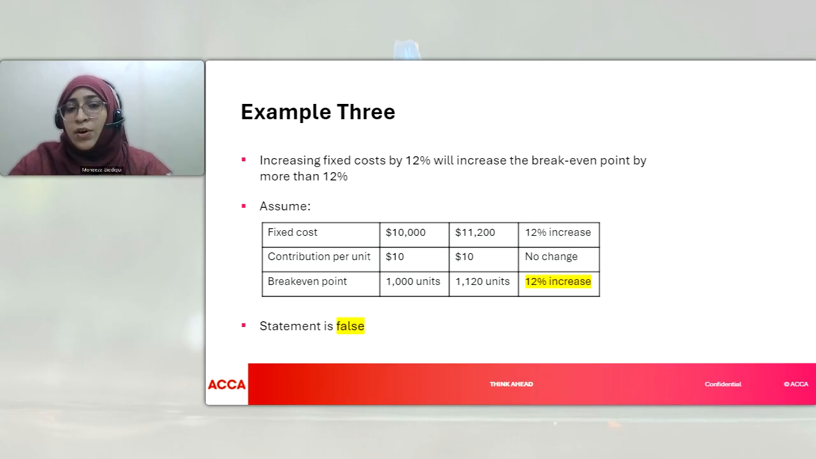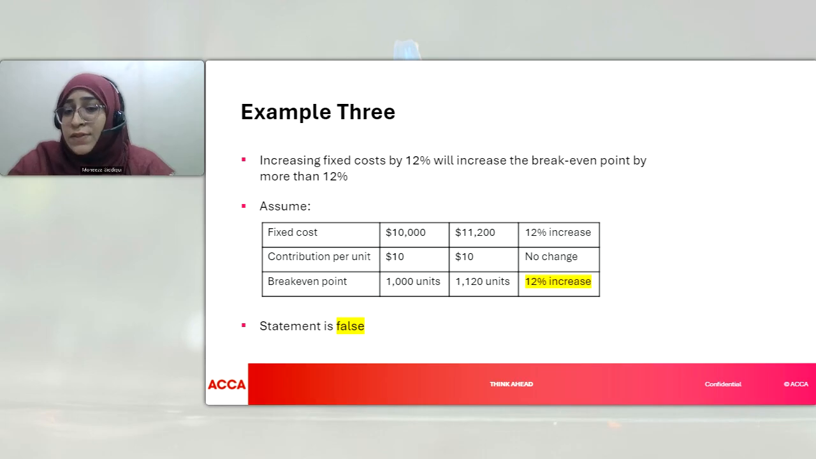So I start off by thinking, all right, if I assume that fixed cost is $10,000 and my contribution per unit is $10, the break-even point works out to be 1,000 units. Now, if the fixed cost were to increase by 12%, making it $11,200, and there is, of course, no change in the contribution per unit, because unless you're told otherwise, the variable elements per unit should remain constant, then my break-even point calculates to be 1,120 units. And when I convert this into a percentage, this turns out to be exactly a 12% increase, right?